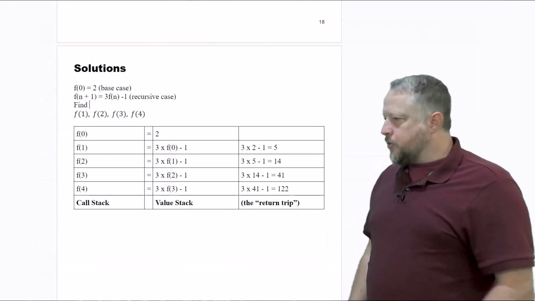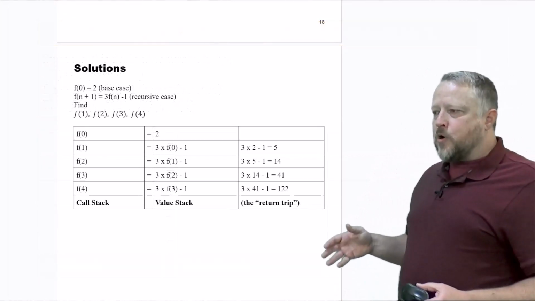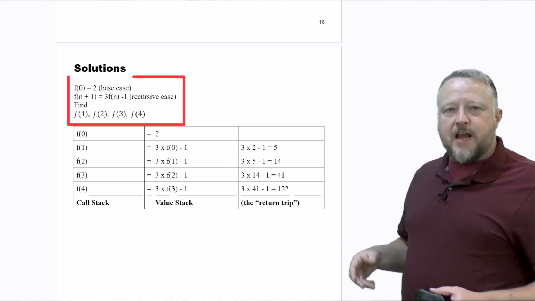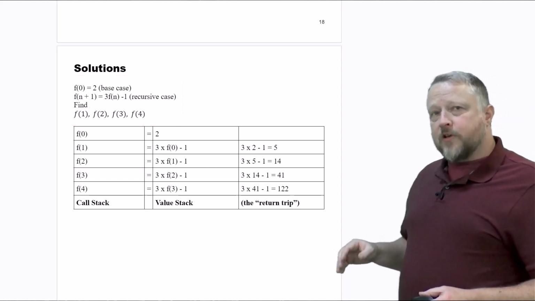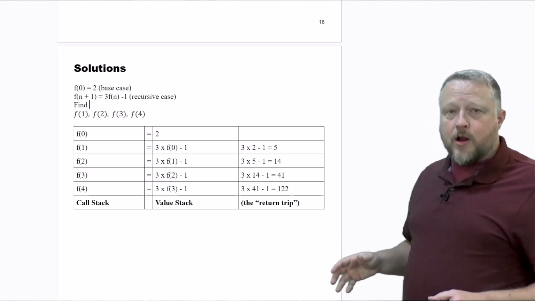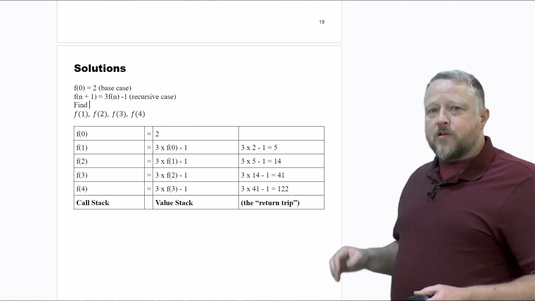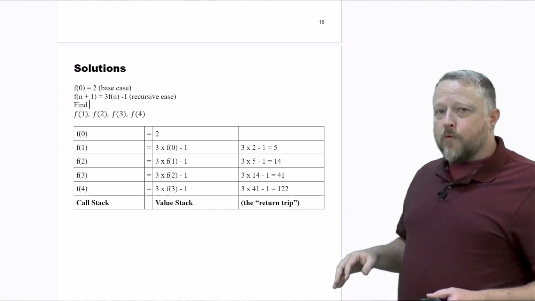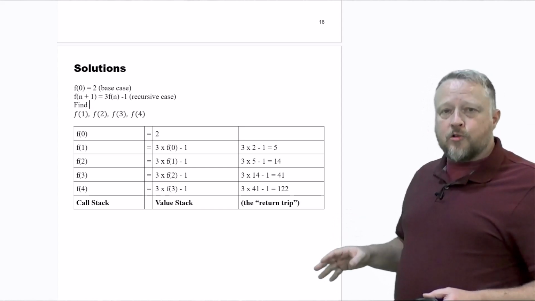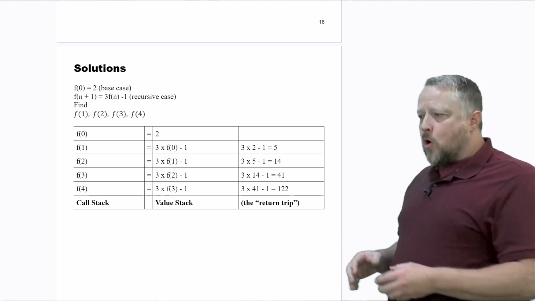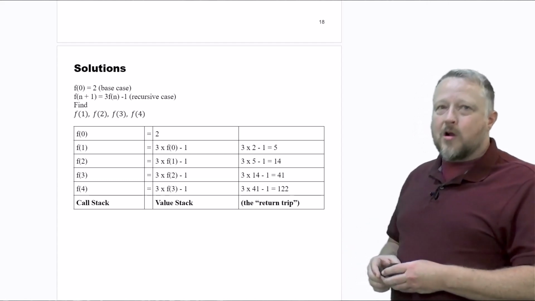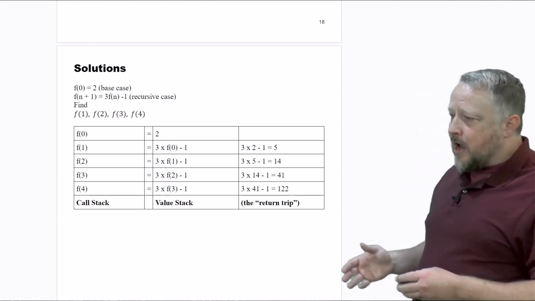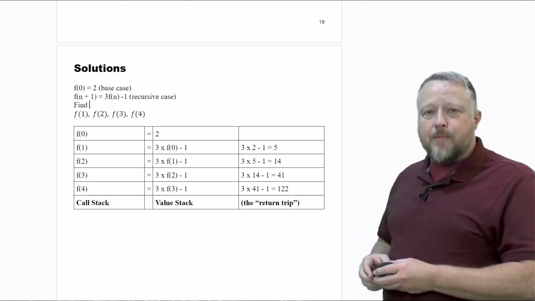So let's go over our solution for this. You'll notice that I put the overall expectations back on top of my call and value stack here, just to remind myself what the base case is going to be. Once I get to f of 0, I know flat out I don't have any more recursive calls, and I return a 2 no matter what. So if my first call is going to be f of 4, because I'm asked to do f of 1, 2, 3, and 4, and I know this is going to decrement, I'm going to have that equal 3 times f of 3 minus 1.